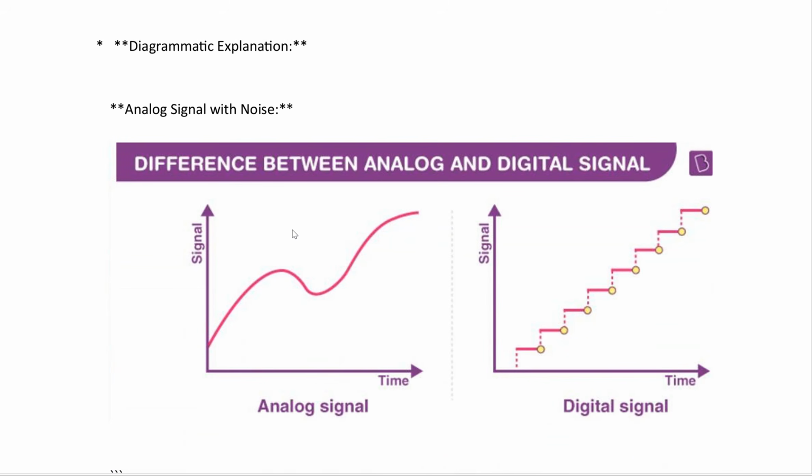Clear? So this is the diagrammatic explanation of the analog and digital signal. On the left hand side, you can see on the x-axis we have time, on the y-axis we have signal. So this is the example of an analog signal. On the right hand side, we can see the digital signal.